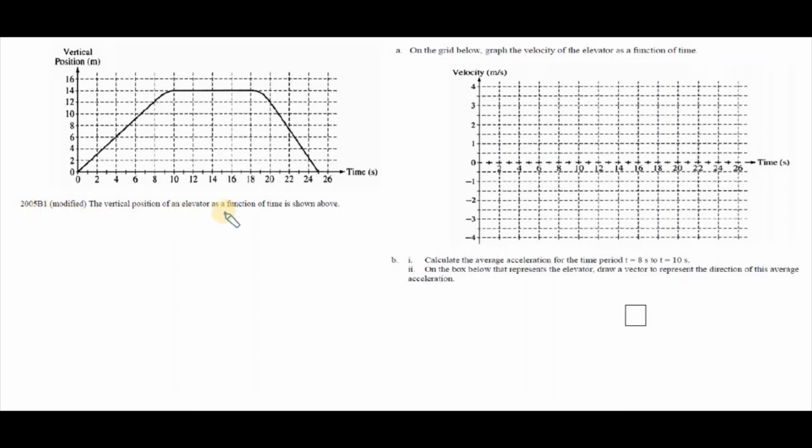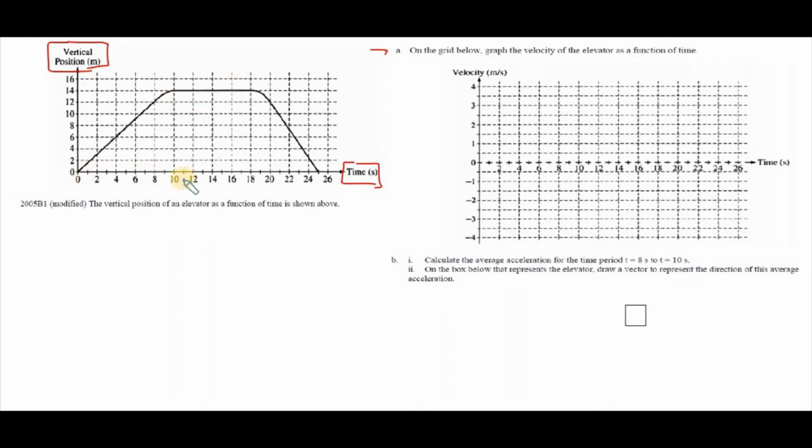So these questions we have got from 2005. The vertical position of an elevator as a function of time is shown above, where the y-axis is representing the vertical position and the x-axis is representing the time. Now in the first question, A, on the grid below, graph the velocity of the acceleration as a function of time.